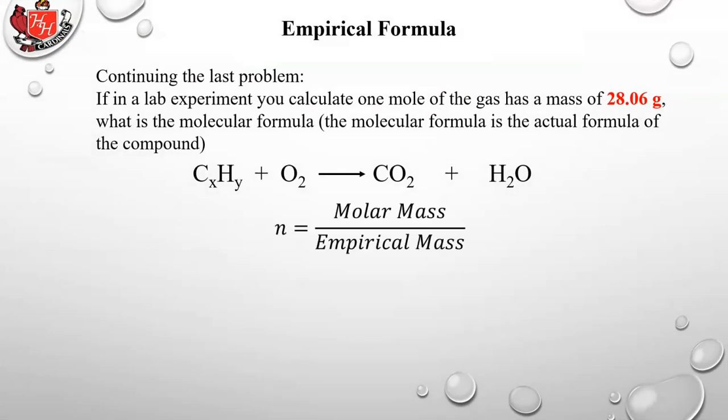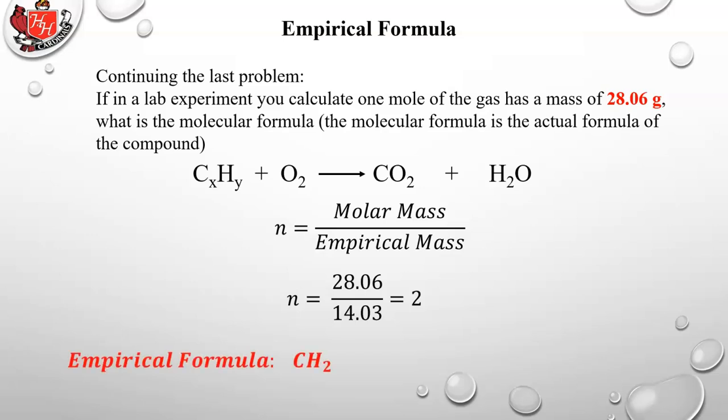All right, so there we go. We put the 28.06, the experimentally determined molar mass of the actual molecule, over the empirical molar mass, 14.03, and we get a scaling factor of 2, n equals 2. So that means we take the empirical formula and multiply the subscript of C by 2 and the subscript of H by 2, and what that gives us is C2H4. That's an actual molecule. There's no CH2 molecule, there is a C2H4 molecule.